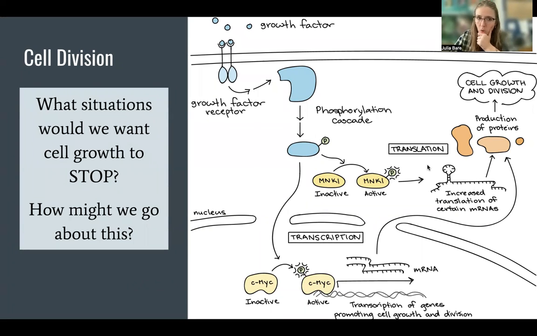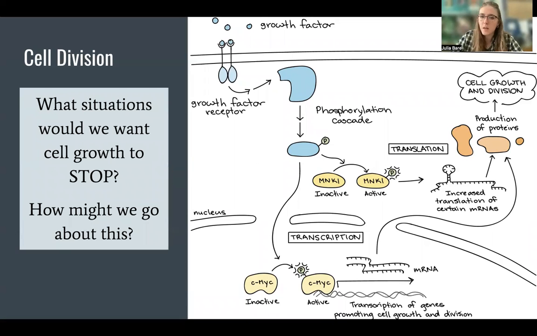So some situations where we might want cell growth to stop are when we've had damaged cells that have been replaced, but we don't want to make any additional cells. If we continue to make additional cells on top of the ones that have been damaged, that is when we end up with a tumor. A tumor is a cell that never got the signal to stop dividing. So how might we go about this?